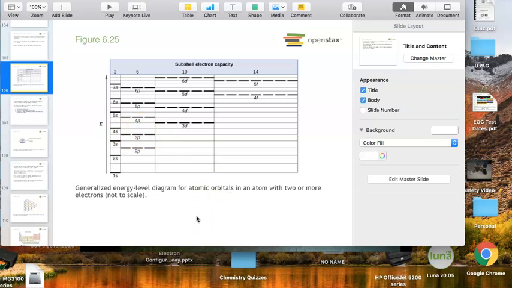So here's a diagram that shows you the relationship between energy and the quantum number in subshells for each of the possibilities for the atoms.